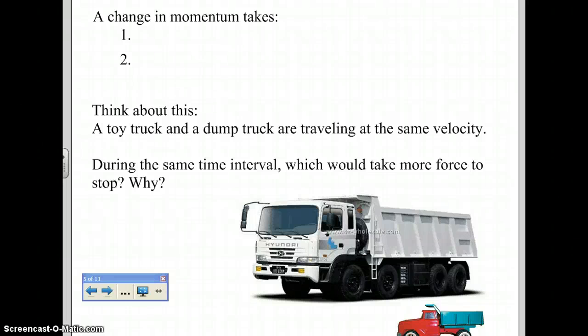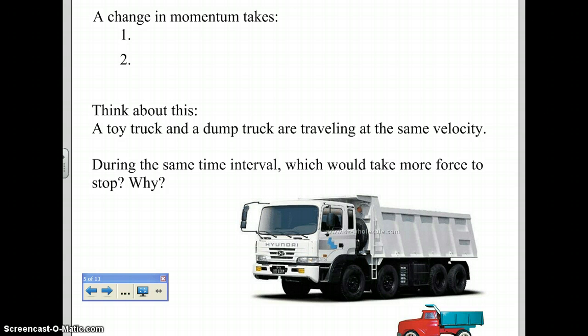This is the second part of your momentum, impulse, and collision notes. In this part, we're going to pretty much just concentrate on impulse and how forces interact with impulse, i.e. the impulse-momentum theorem. Okay, so the first thing we want to know is, a change in momentum takes what?